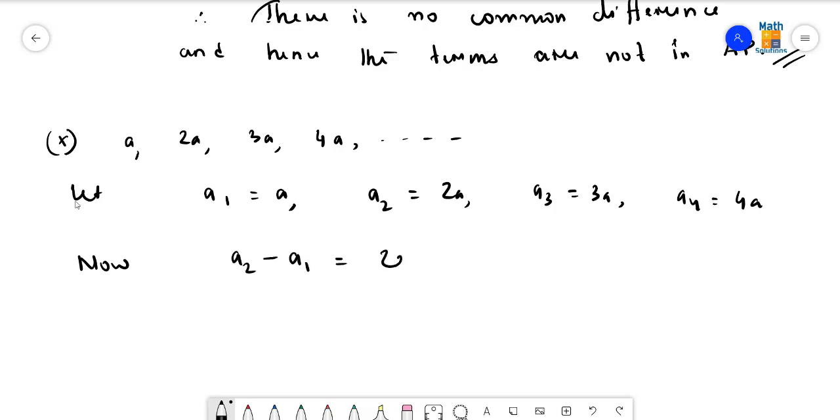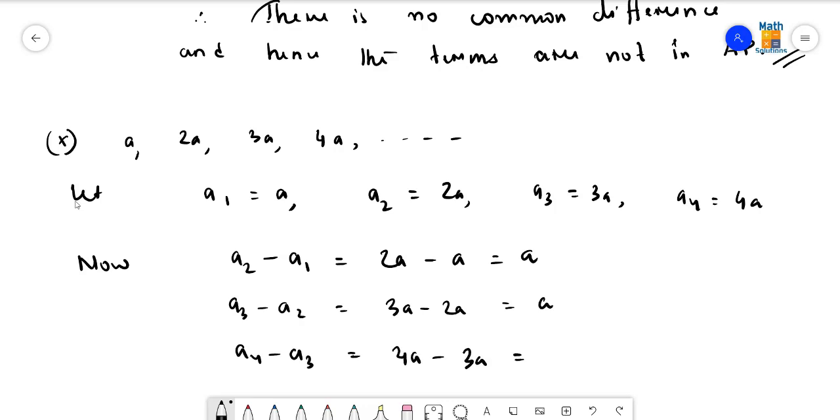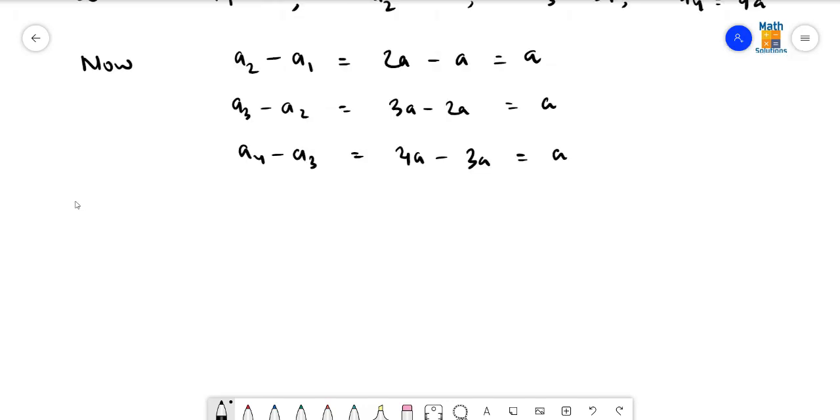Now A2 minus A1 is twice a minus a, of course a, then A3 minus A2 I get as thrice a minus twice a, it is only a. Then A4 minus A3 I get as 4a minus thrice a. The result comes as only a. So it is very clear that the terms are in AP. Since A2 minus A1 is equal to A3 minus A2 is equal to A4 minus A3 is equal to d is equal to a actually. That is the common difference.